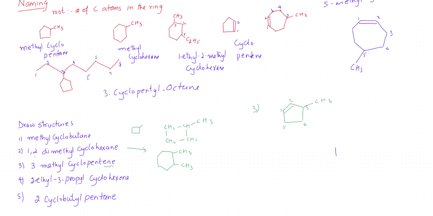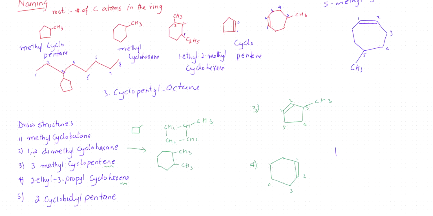Number 4, 2-ethyl 3-propyl cyclohexene. So ene means there is a double bond. So draw number 4 here. For cyclohexene, first we make 6 carbons in a closed cycle and there should be a double bond. So we put the double bond anywhere. You can draw a double bond here.